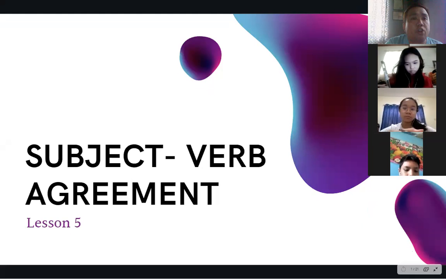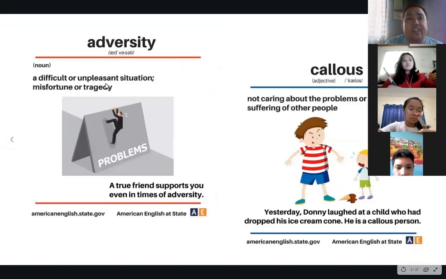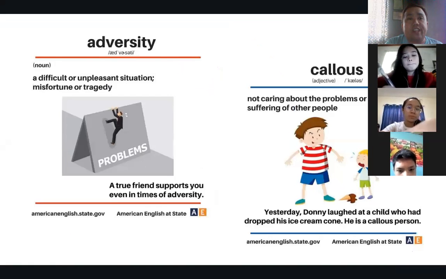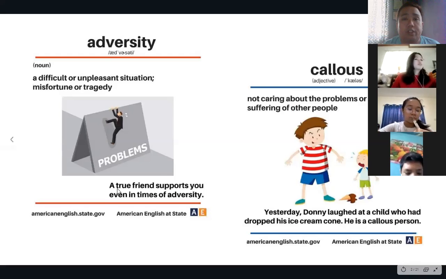Even if your mic is off, you can say adversity. Adversity is a noun, which means a difficult or an unpleasant situation in life. Instead of saying problem, you can replace the word problem with adversity, okay? So that's how you use adversity. When we use it in a sentence: a true friend supports you even in times of adversity. So that's the first word.